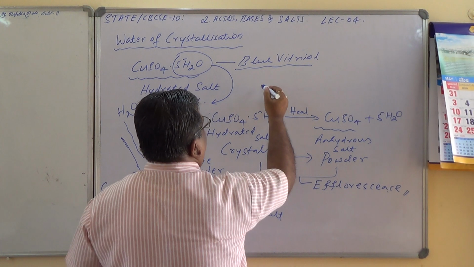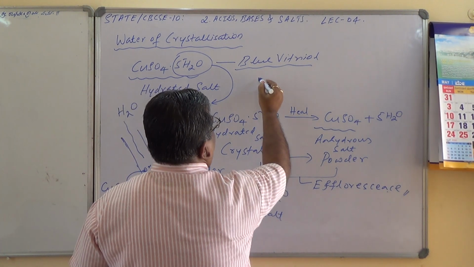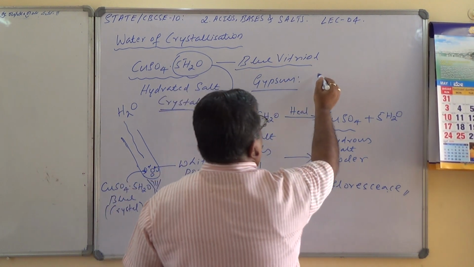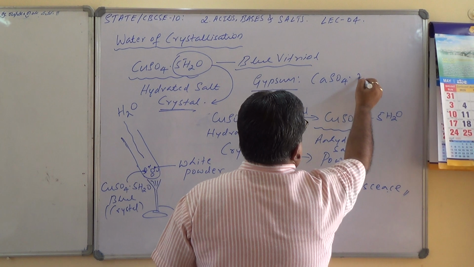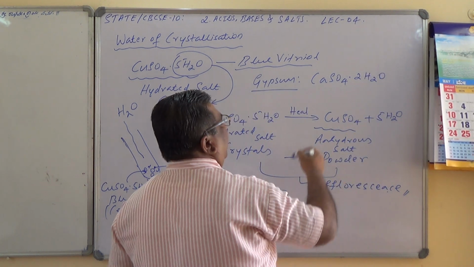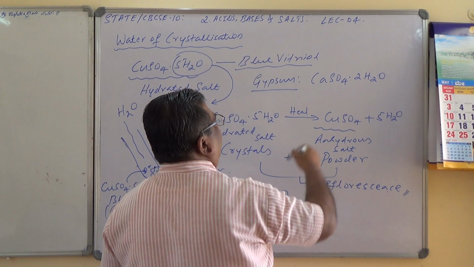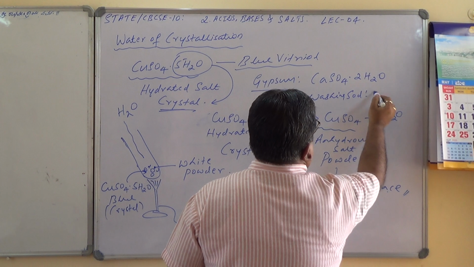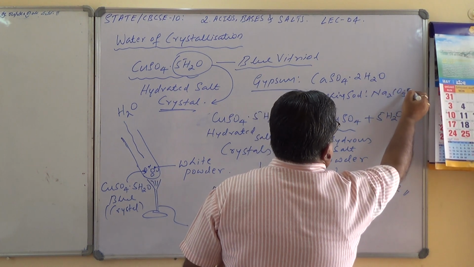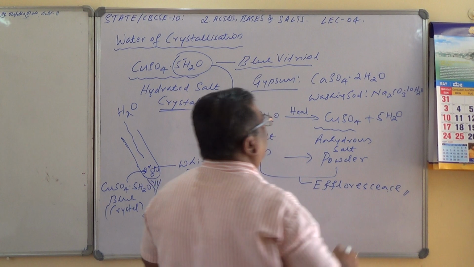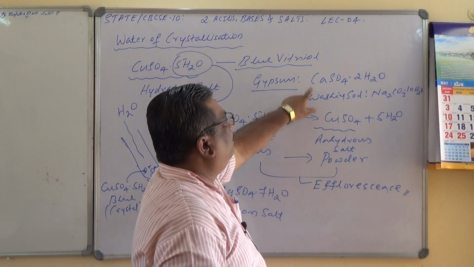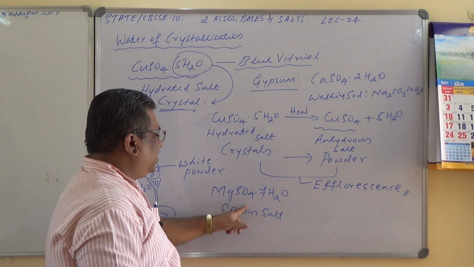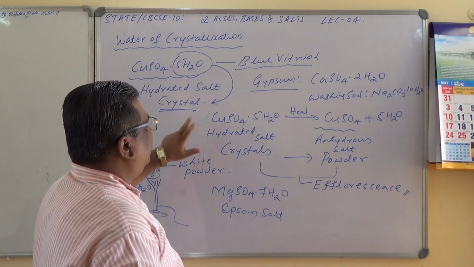What are the examples of hydrated salts in the textbook? For example, gypsum. What is the formula of gypsum? Calcium sulfate into 2H2O. And also plaster of Paris, and washing soda. What is the formula? Na2CO3 into 10H2O. So all these are crystals: washing soda, calcium sulfate into 2H2O which is gypsum, magnesium sulfate into 7H2O, Epsom salt, copper sulfate, etc.